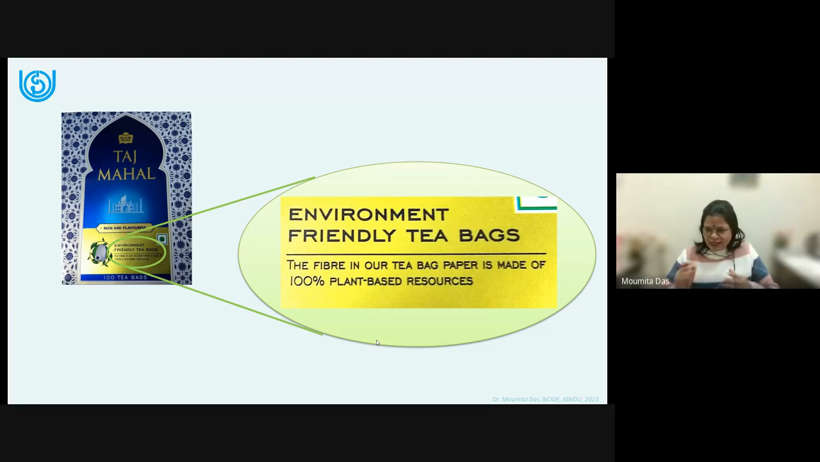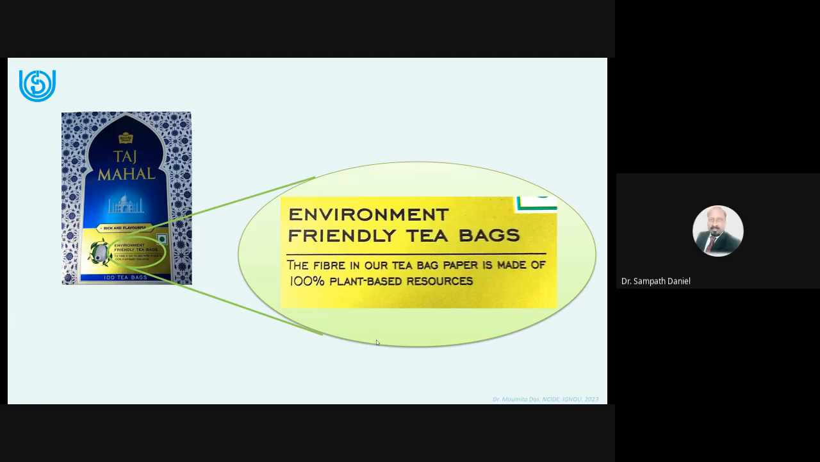So what do you see here? Anybody? Now that you know about the filter, what does it say about the filter? Can anybody read it out? It's the material of the tea bag that is used. It says it is a fiber tea bag with 100% plant-based resources.